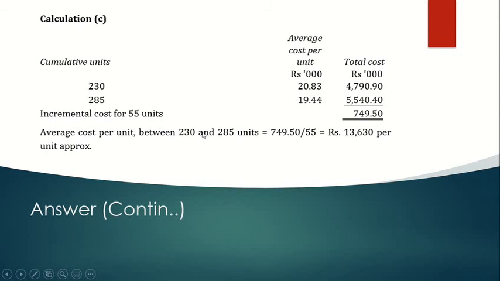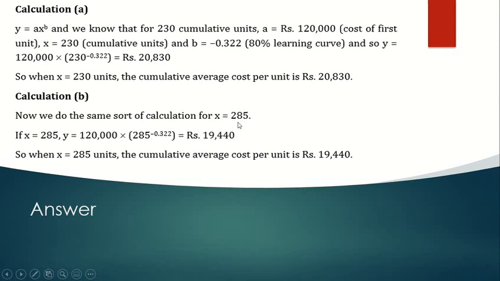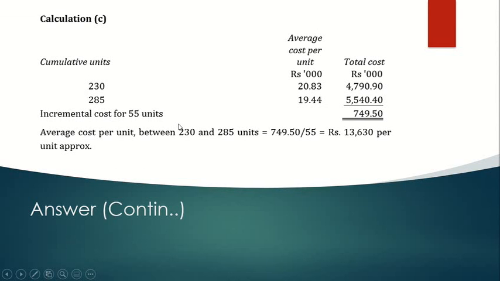Right, so this is the answer. They are asking in this question what is the budgeted total labor cost for July. So in July we are expecting to produce 55 units, which means this incremental cost will be the budgeted cost for July. එතකොට අපි ජුලයි මාස බලාපොරොත්තු වෙන 55ක් හදන්න. ඒක 55 හදන්න යන cost එක තමයි මේක.